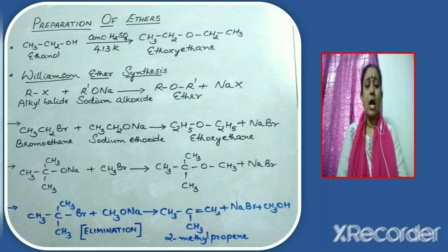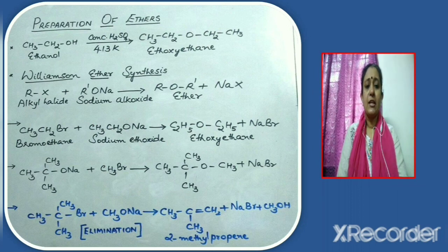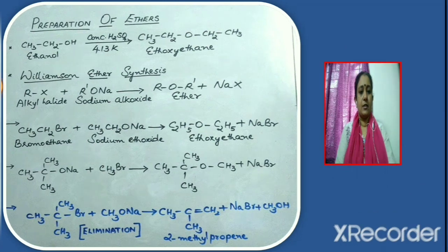So let us see how to obtain ethoxyethane. It is obtained by the reaction of bromoethane with sodium ethoxide. The byproduct obtained in this reaction is sodium bromide.